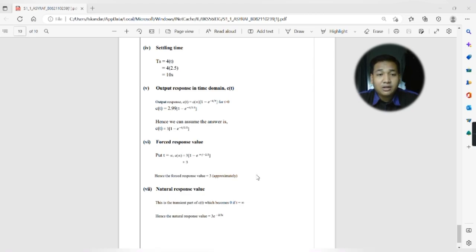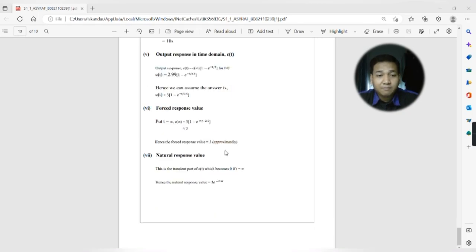And the next question is the forced response value. So we just put t equals to infinity in the equation. So we got c infinity equals 3 in the bracket of 1 minus e to the power of infinity over negative 2.5, which we will get approximately 3. So the final answer, to the first decimal, is approximately 3.